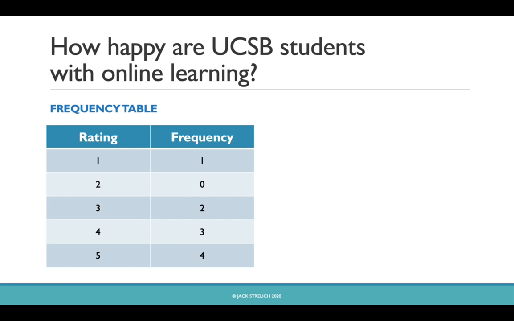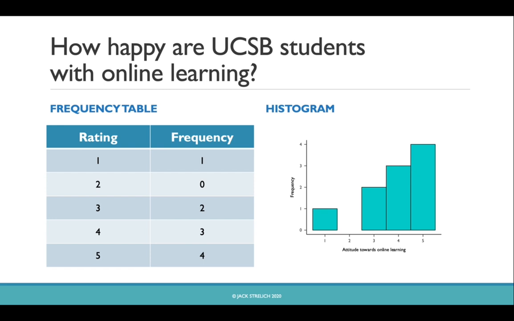With the data organized like this, it's easier to see that more students selected the higher, happier ratings. Notice that 4 students selected 5, while only 1 selected 1. A histogram is a graphical representation of a frequency table that makes it easier to visually see what's going on. Here, again, we can see that the higher ratings occur more often than the lower ratings. Let's talk a little bit more about each of these approaches to understanding data.